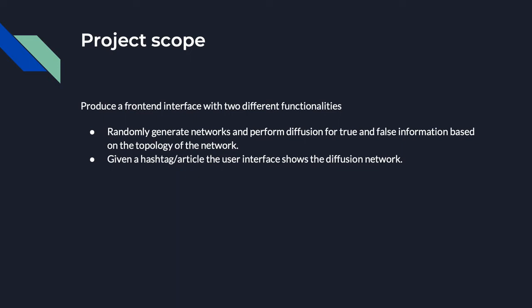So our project involves two main elements. The first one is about randomly generating networks and performing diffusion for true and false information based on many different parameters provided by the user. So they can provide the parameters necessary for the generation and also use different models of true and false information spread to see how it impacts the results. The second element is extracting tweets directly from Twitter using the Twitter API by hashtag and also one stored locally in our database, and then showing the diffusion networks for those tweets.